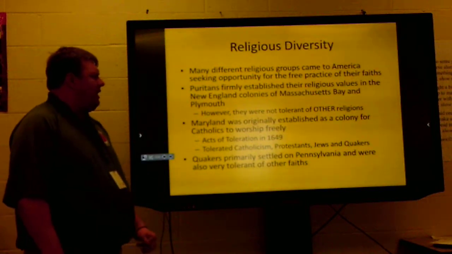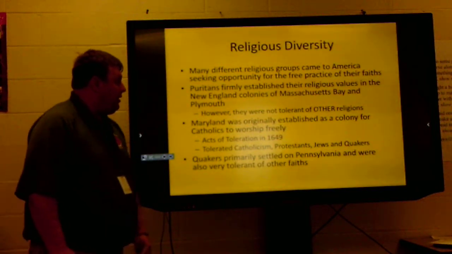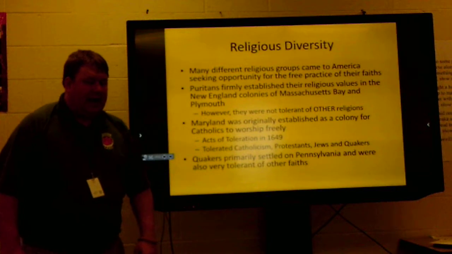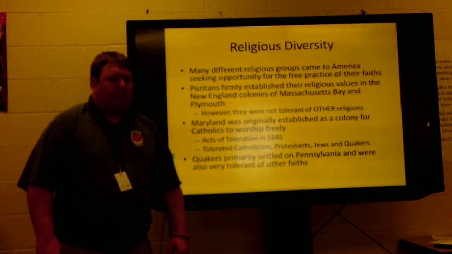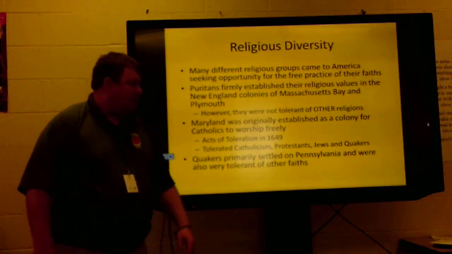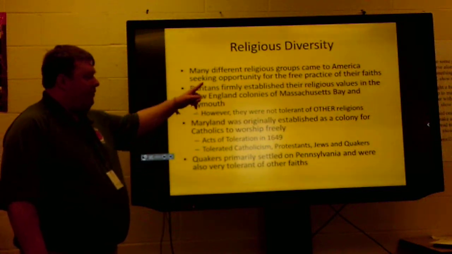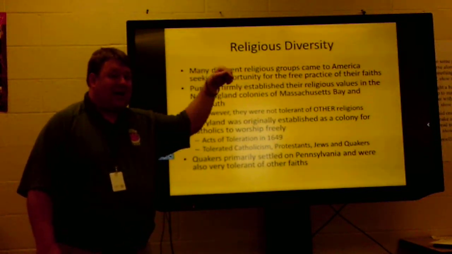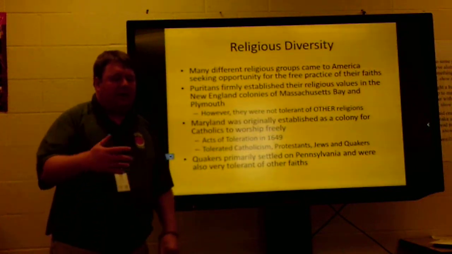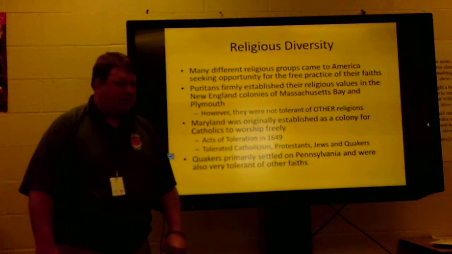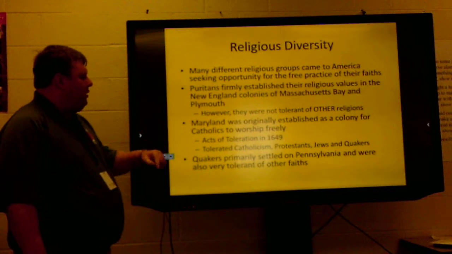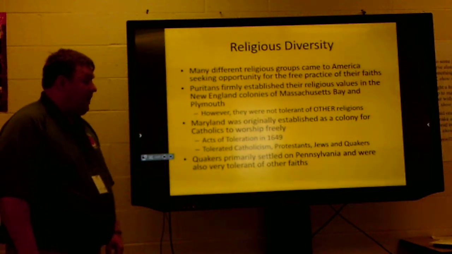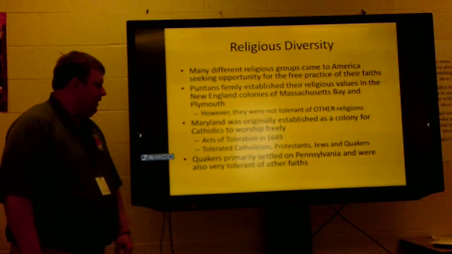Puritans firmly established their religious values in New England, colonies of Massachusetts Bay, and at Plymouth. But they didn't allow others to practice theirs. So while they left England for religious reasons because they were being persecuted, they did not extend religious freedom to others who moved there. Maryland was originally established as a colony for Catholics so that they could worship freely.